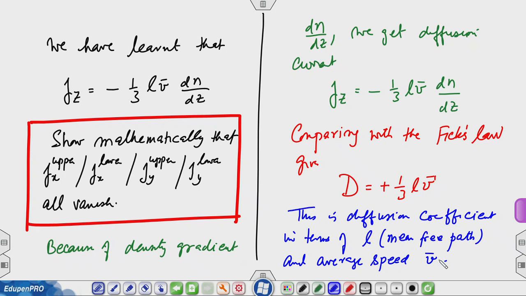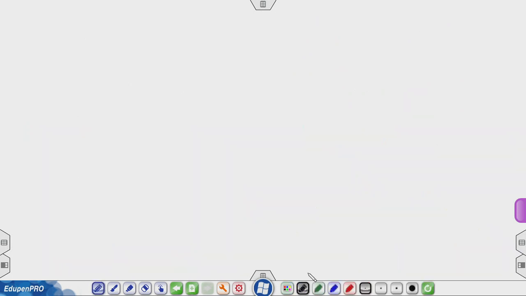If there was no gradient term, the average flux going from lower side and the upper side will cancel and there will be no net flux. But now because of the gradient there is a net flux, and which is nothing but diffusion. Now exactly in the same manner, we can also calculate the thermal conductivity. So let's do that now.